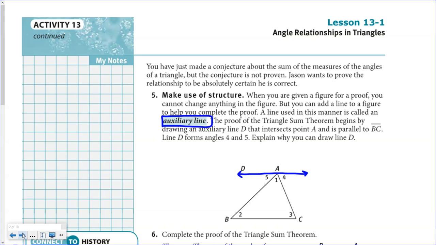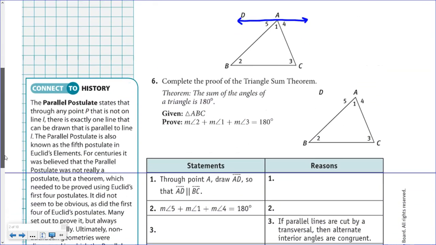How do I know exactly where I need to draw line D as they labeled it? How do I know that that's what it needs to look like and it doesn't need to be at a different angle, let's say? And the reasoning is the parallel postulate, which they actually tell us is right here.